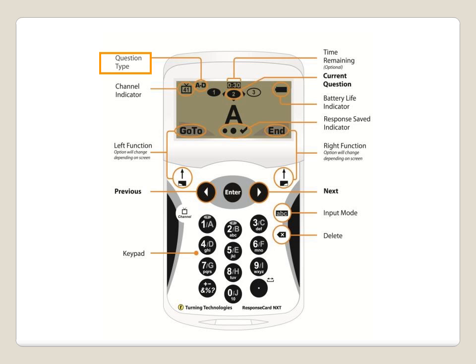Question type, time remaining, channel indicator, current question, battery life indicator, response saved indicator, left and right function keys, previous and next buttons, input mode, delete, and keypad.